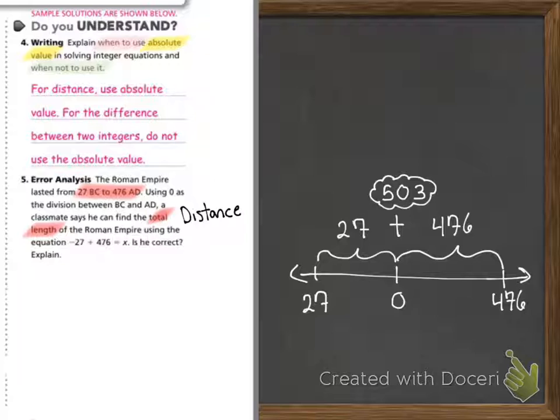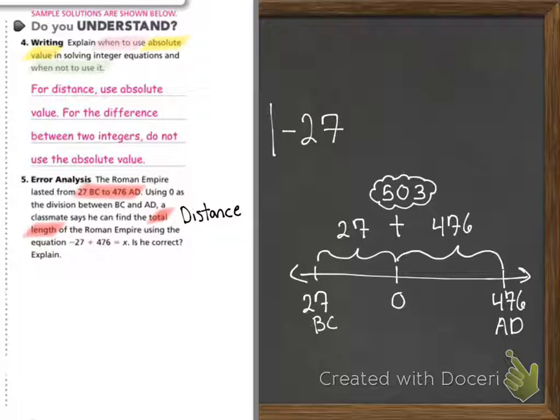The distance between two numbers on the number line is the absolute value of their difference, so we can do... I've added BC and AD here just so it's a little bit clearer. Absolute value of negative 27, because 27 BC is to the left of 0, so it's negative. And I know that's hard to think about. Time was negative, but objectively humans have decided that year 0 was 0, and anything before that was negative. We denote that negative by using BC.